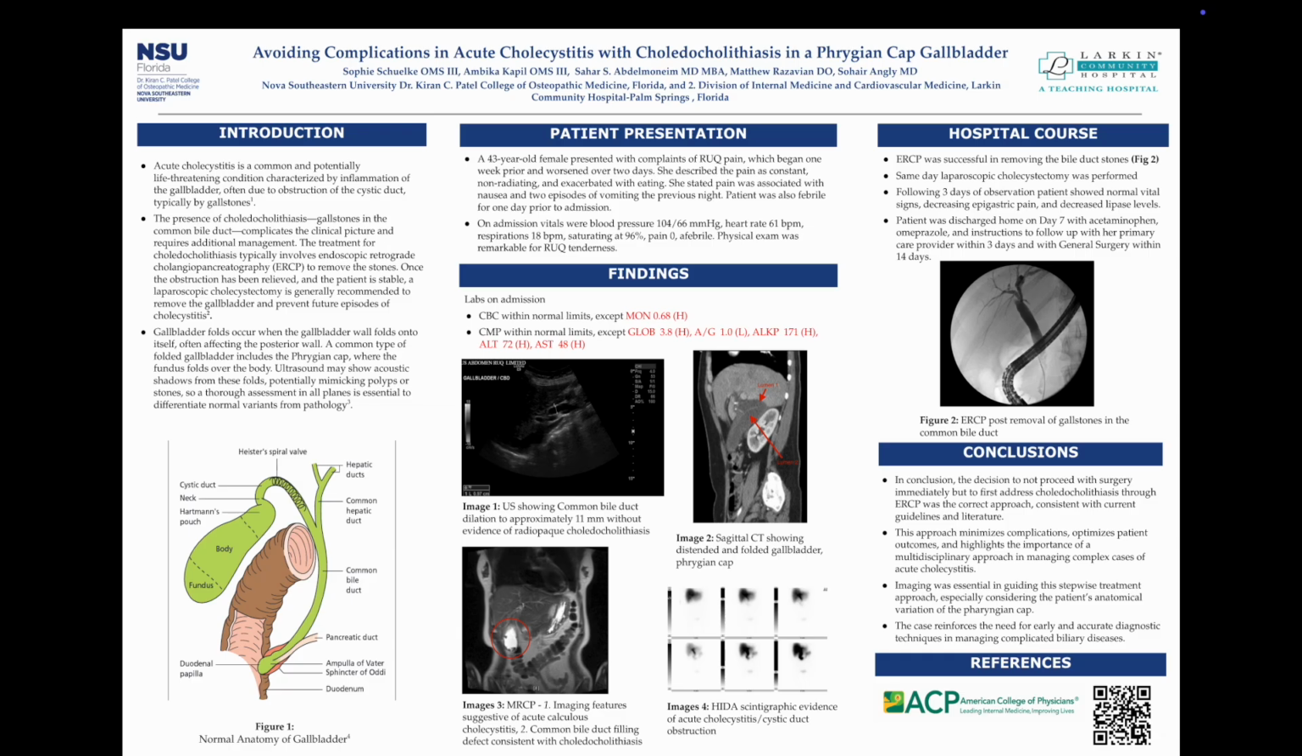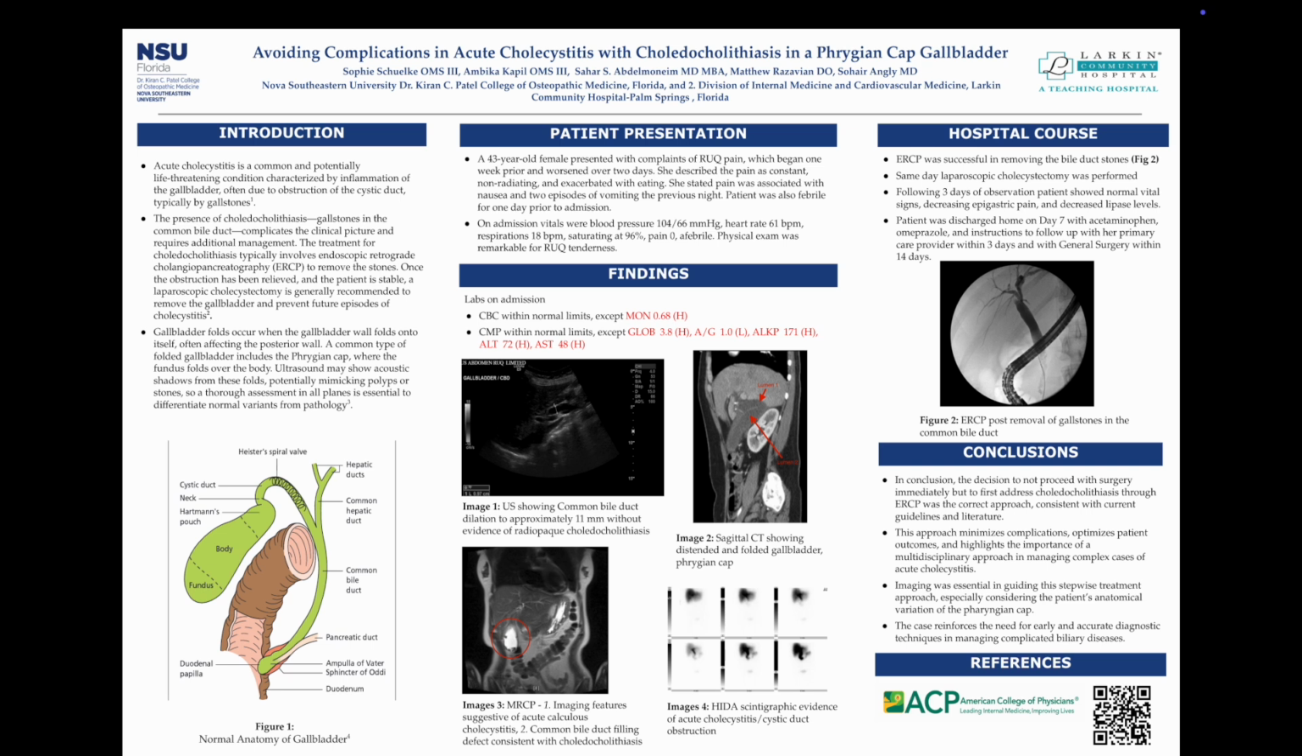Gallbladder folds occur when the gallbladder wall folds onto itself, often affecting the posterior wall. A common type of folded gallbladder includes the Phrygian cap, where the fundus of the gallbladder folds over the body. Ultrasound may show acoustic shadows from these folds, potentially mimicking polyps or stones, so a thorough assessment in all planes is essential to differentiate normal variants from pathology.